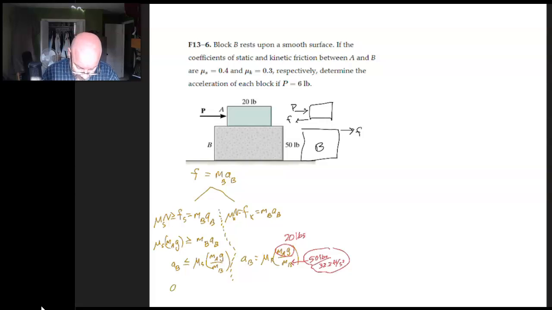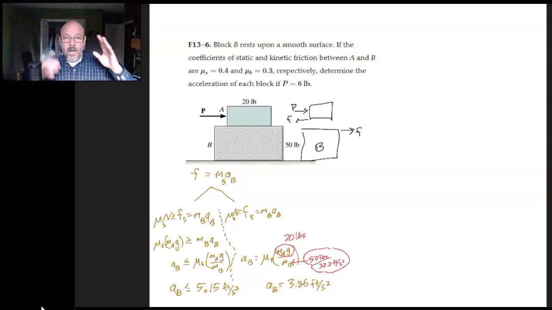Okay, if you plug in those numbers, in the one case, AB has to be less than or equal to 5.15 feet per second squared. And in the other case, AB has to be equal to 3.86, well, I don't need any more digits, feet per second squared. Okay?